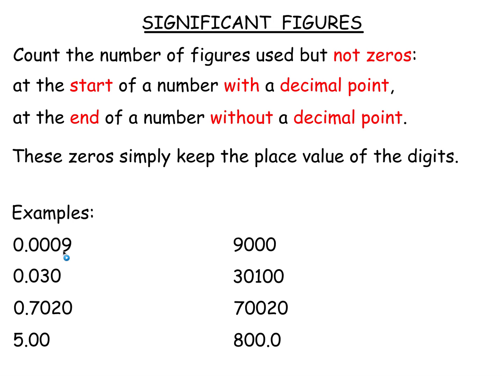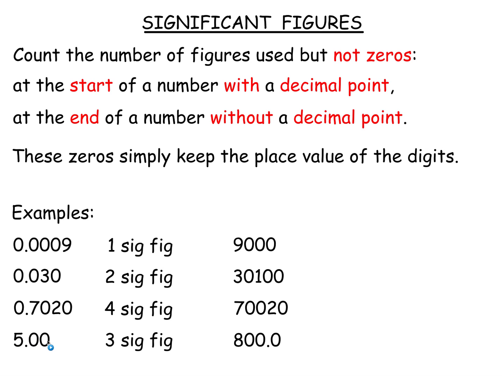So, for example here, the zeros at the start are place value zeros. They don't tell you about accuracy. That's one significant figure. Here, the zeros at the start aren't telling you about accuracy, but the one at the end is. That's two significant figures. So this 0 counts. Here, the 0 at the start doesn't count, but the one at the end does. That's four significant figures. So just at the start of the decimal, the zeros are only telling you about place value. This is a decimal, but it's no zeros at the start, so they're all significant, three significant figures. These zeros at the end are telling you about accuracy.